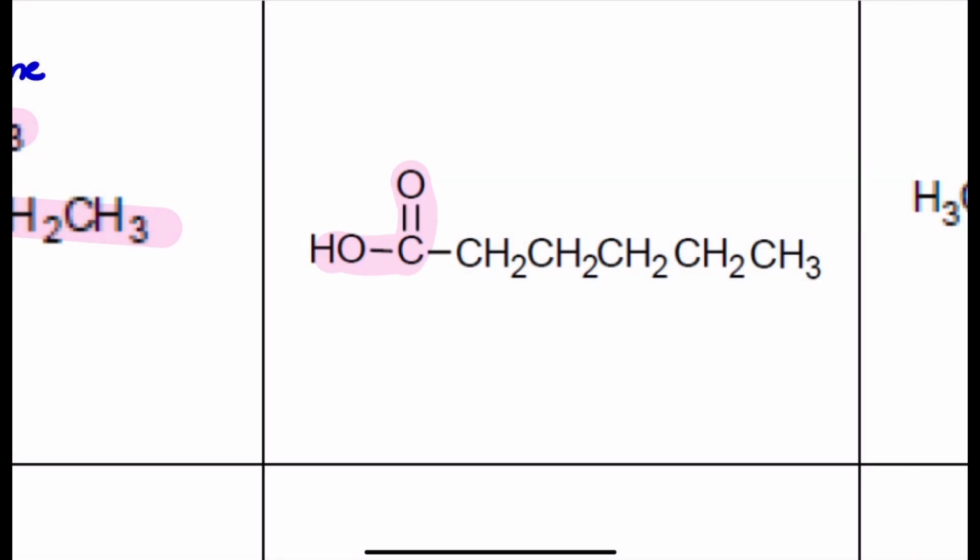Hopefully you recognize here, this is a carboxylic acid. So we know that this has to be carbon 1. We have 6 carbons long, no chains or anything like that. 6 is hex, hexanoic acid.